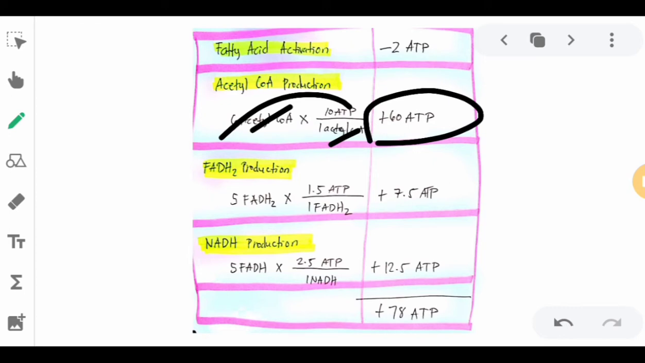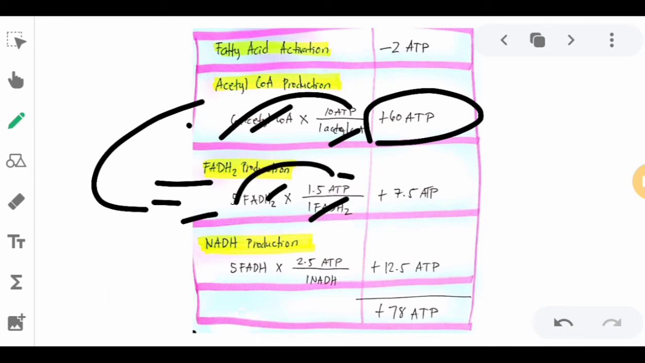And the next, the production of the reduced flavin adenine dinucleotide. This is always 1 less than the number of acetyl-CoA that has been produced. So, 6 minus 1, that is 5. Then, therefore, 1 reduced flavin adenine dinucleotide is equivalent to 1.5 ATP. Okay, so you will cancel the units here. 5 times 1.5, you will have 7.5 ATP produced in the reduced form of flavin adenine dinucleotide.